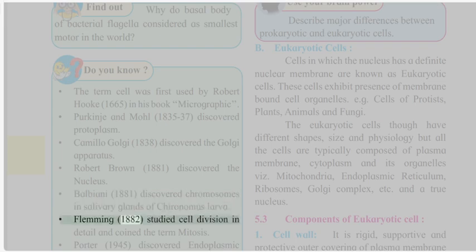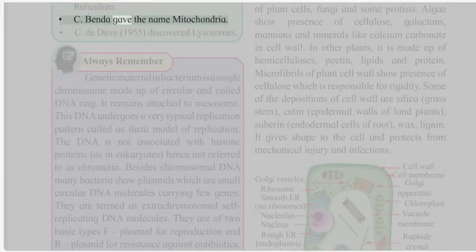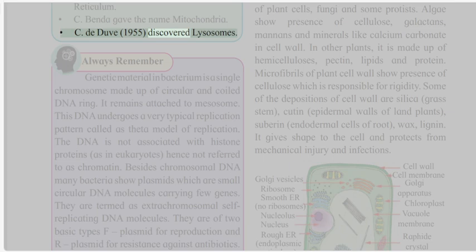Fleming, 1882, studied cell division in detail and coined the term mitosis. Porter, 1945, discovered the endoplasmic reticulum. C. Benda gave the name mitochondria. C. de Duve, 1955, discovered lysosomes.